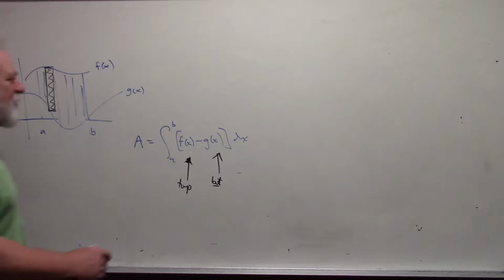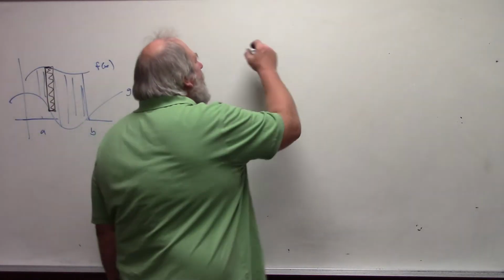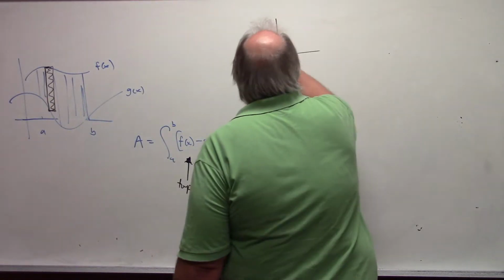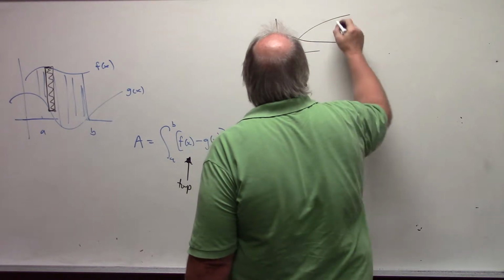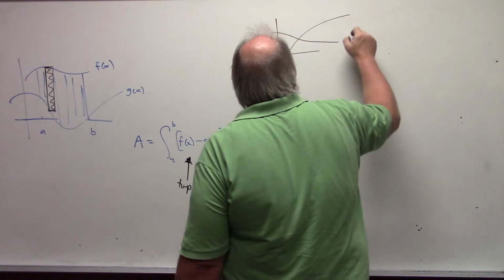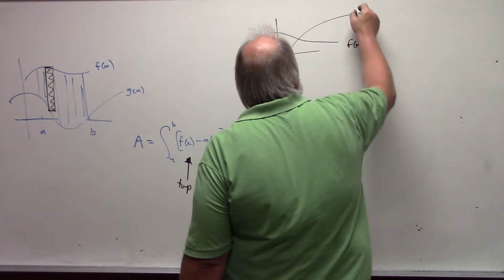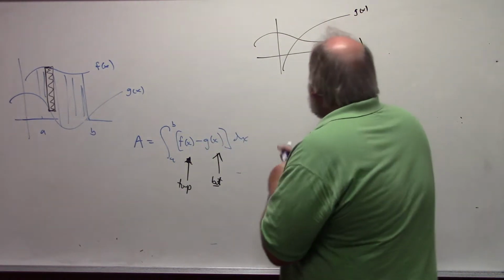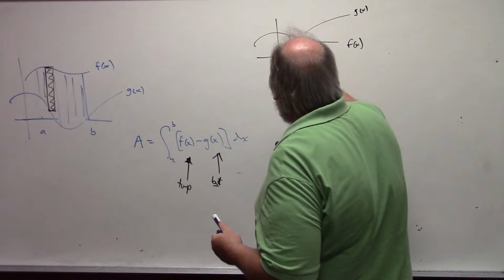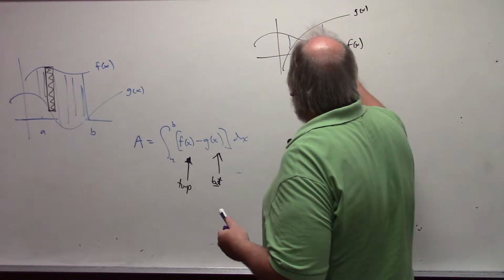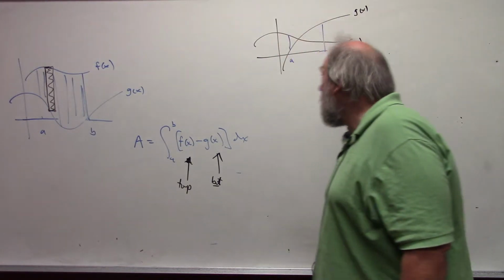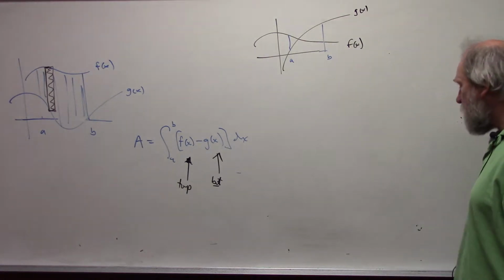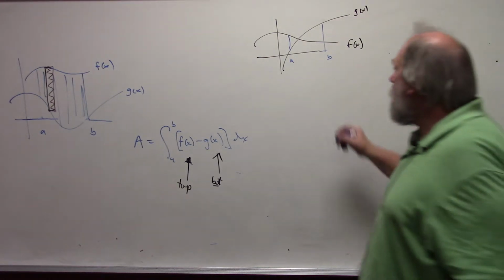So if my function does something like this, let's suppose that I have a function that does this. Let's suppose that this is f of x and this is g of x. And let's suppose that this is a and this is b. And I want to find the area between these two curves in this sort of bow tie area.